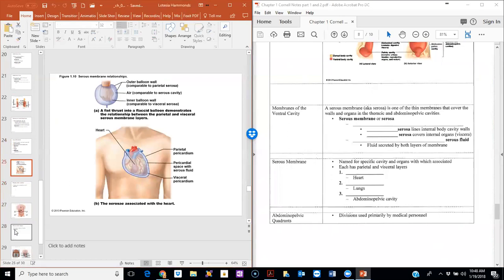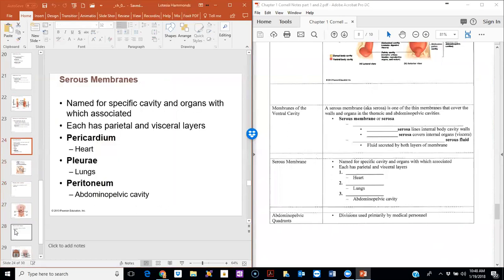Serous membrane. I apologize. So the serous membrane is named specifically for the cavity and the organs that are associated with it. Each has a parietal and a visceral layer.